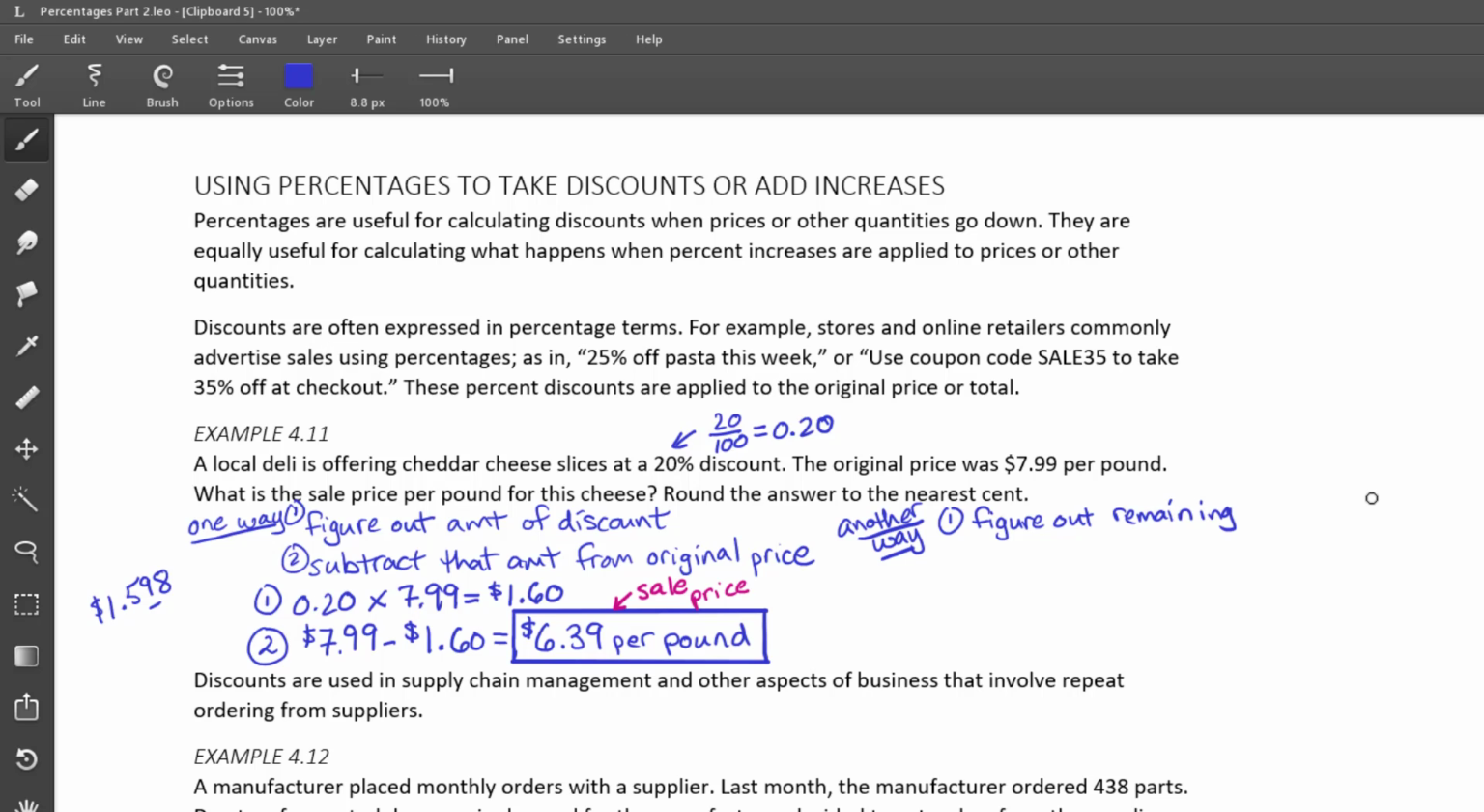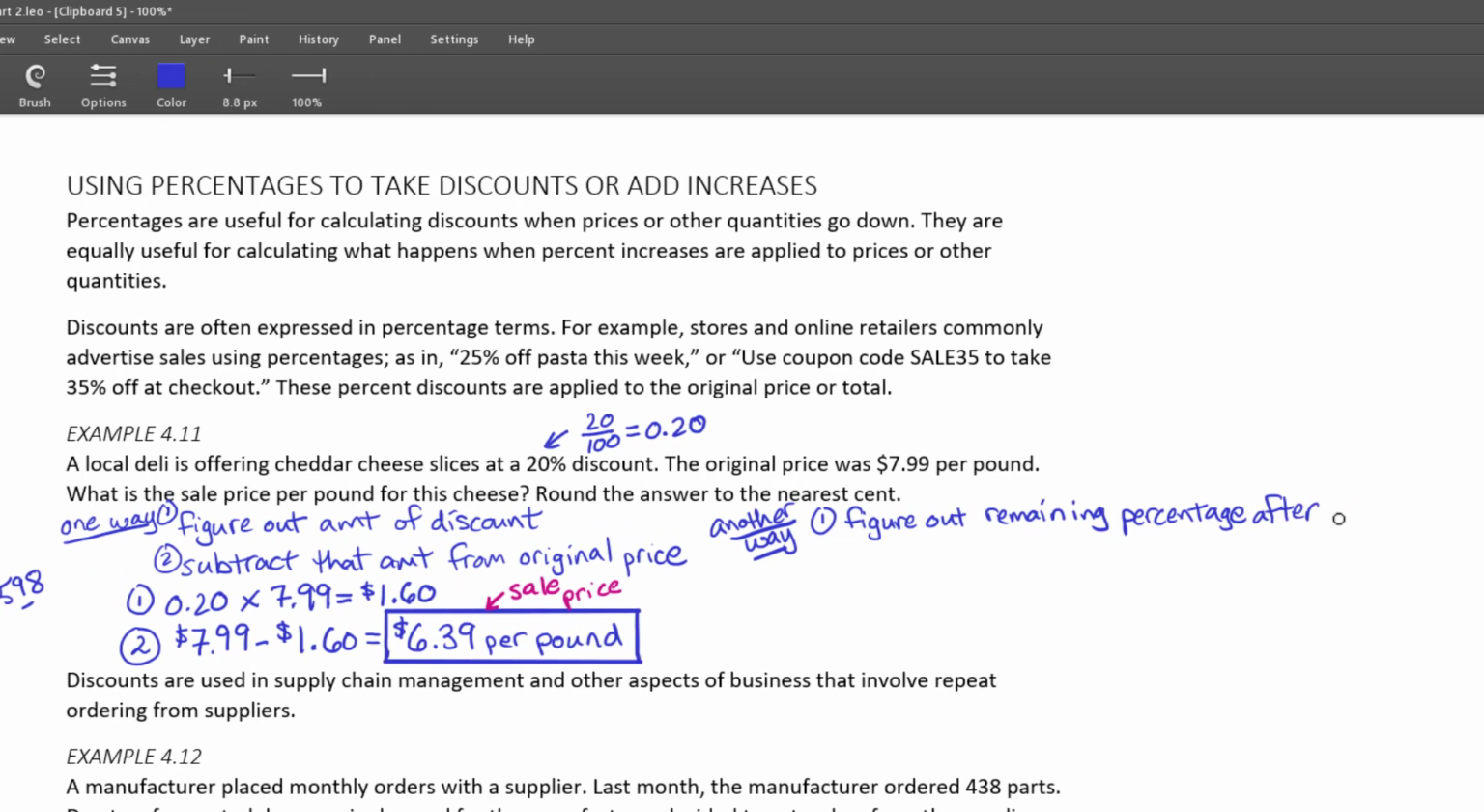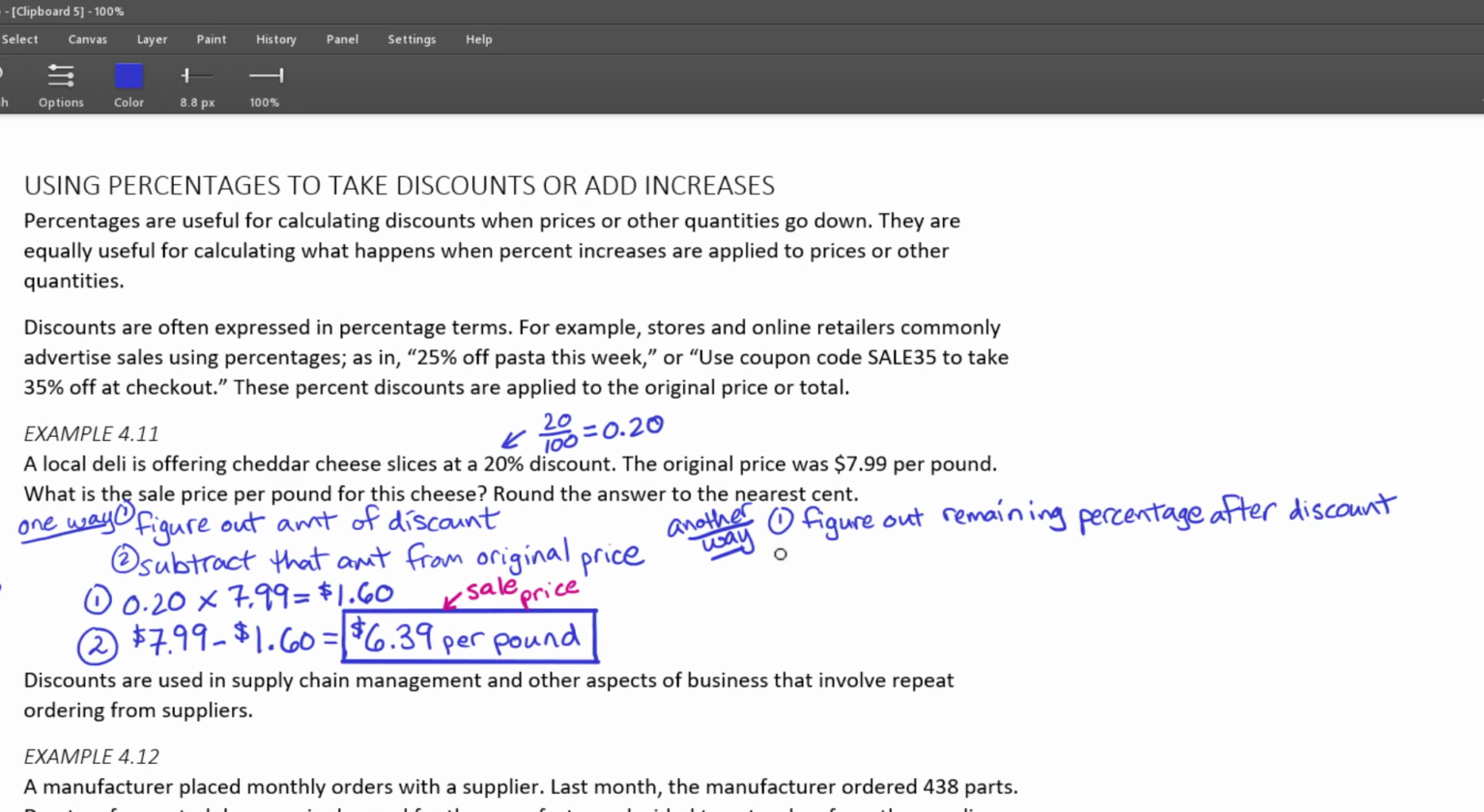Another way is to figure out the remaining percentage that should be left over after the discount, and then calculate that percentage of the original price. First step, figure out the remaining percentage after the discount. Well, there's 100% total. We want to take a 20% discount, so we subtract 20% off of that, and we get 80%. In step 2, we're going to want to calculate that percentage of the original price.